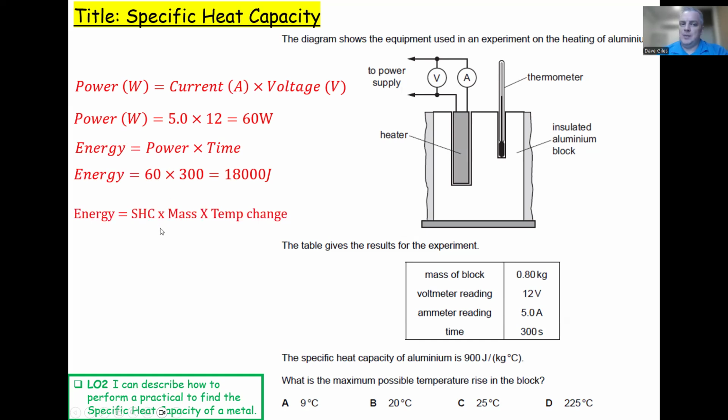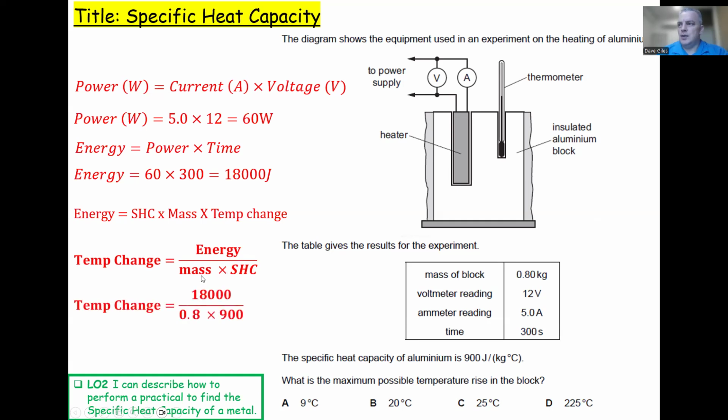Energy is specific heat capacity times mass times temperature change. We're going to rearrange that to get temperature change equals energy divided by mass times specific heat capacity. So you plug your numbers in. The mass is 0.8. The specific heat capacity is 900. And that gives you 25 degrees Celsius. So the answer here is C. So that concludes the second learning objective on how you would find the heat capacity of a metal block practically.